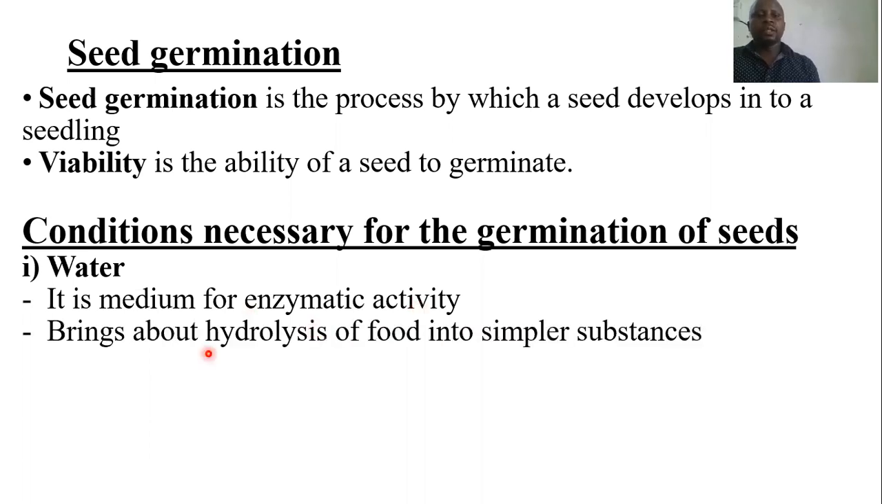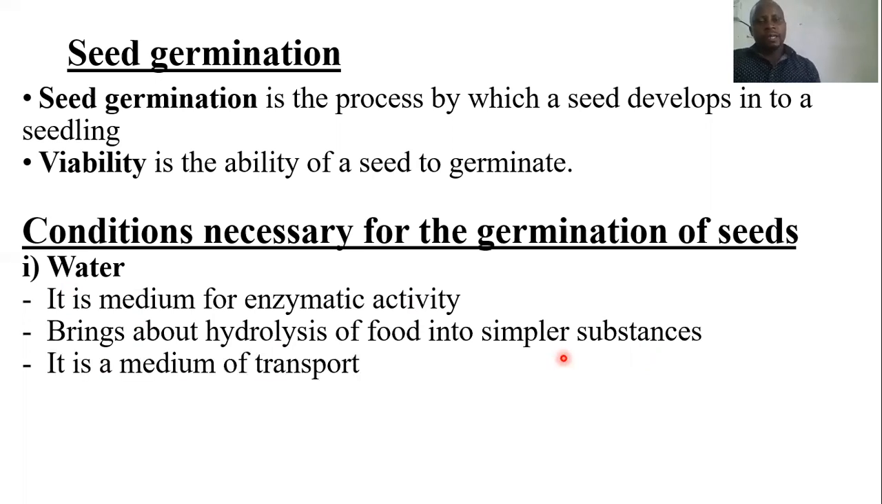Number two, it brings about hydrolysis of food into simpler substances. The food stored inside the cotyledons is in the form of complex food substances like polypeptides for the proteins or polysaccharides for the carbohydrates. For this food to be broken down into simpler forms, we learned in Form 1 that the process known as hydrolysis will occur. Hydrolysis requires water for the food substances to be broken down. That's why we are saying that for seed germination to take place, water must be present.